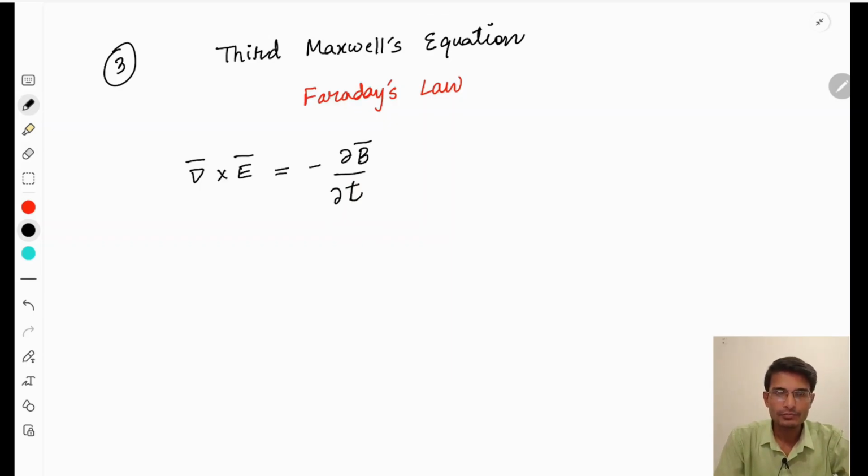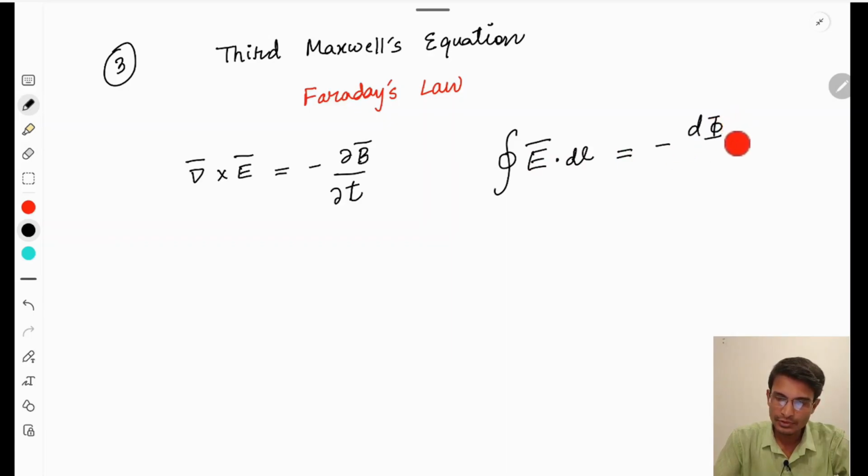and the integral form of the third Maxwell's equation can be written as E dot dL integrated over a closed loop is equal to minus d phi B by dt, where phi B is the flux of the magnetic field passing through a closed loop.